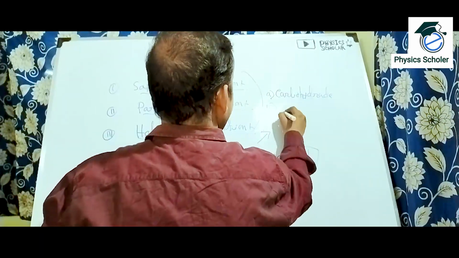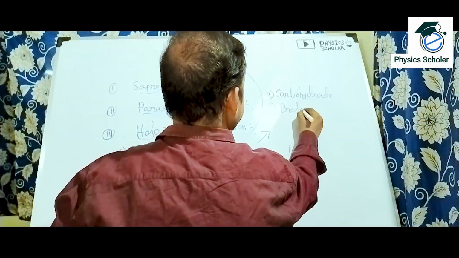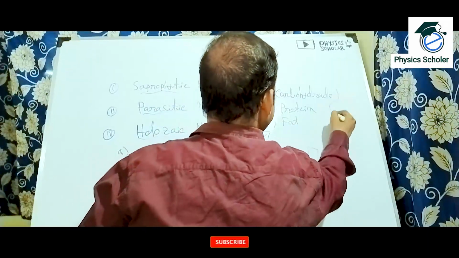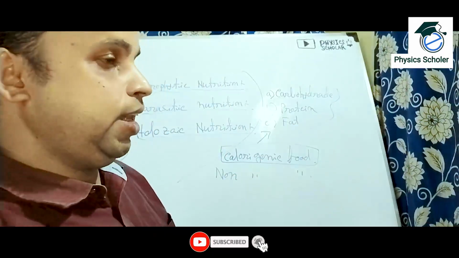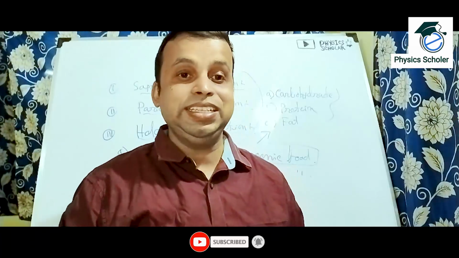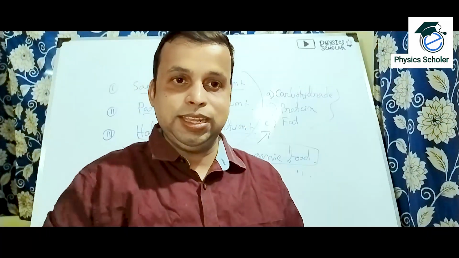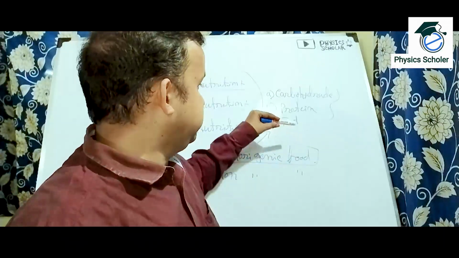Next protein, next fat. These are the three types of foods which are calorigenic. That is, we get energy, calories, from these types of foods after the burning process of the food inside our cells. Okay, so these are known as calorigenic food.